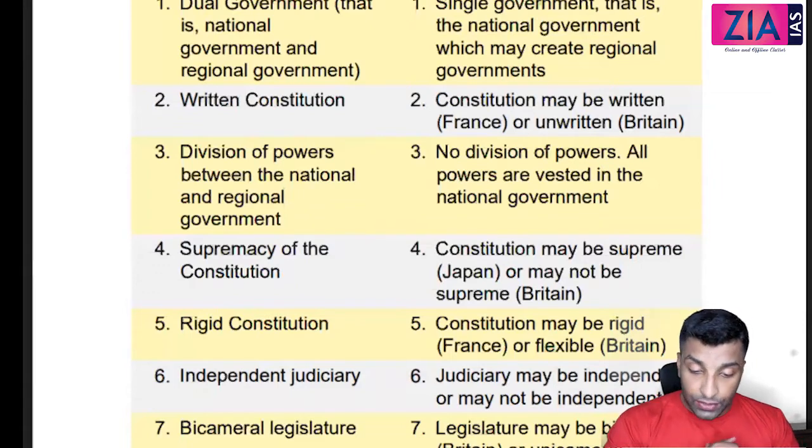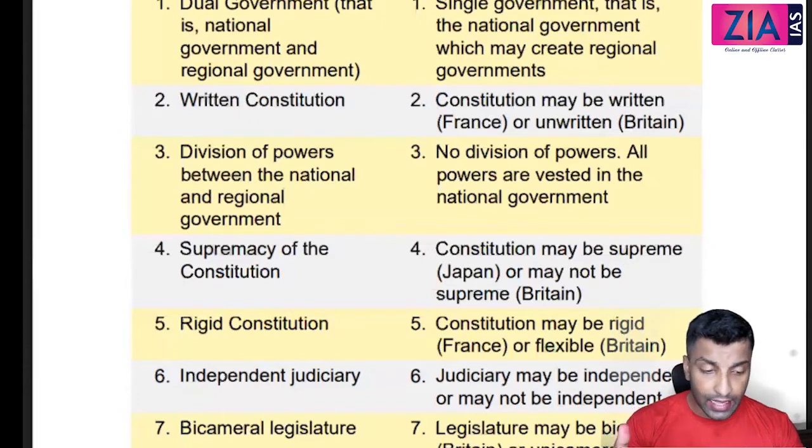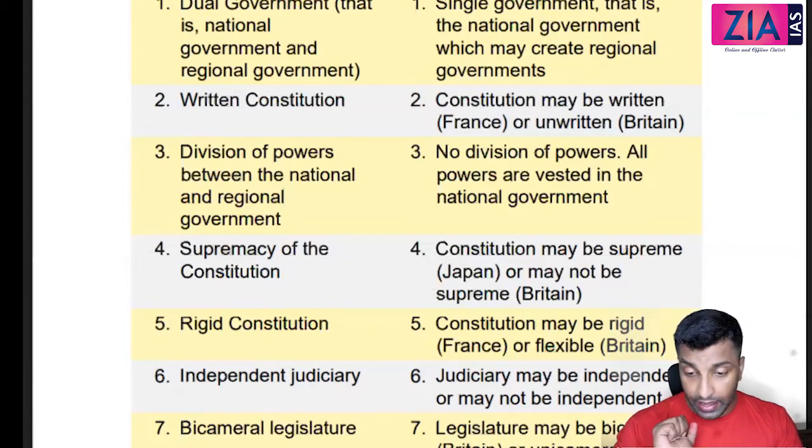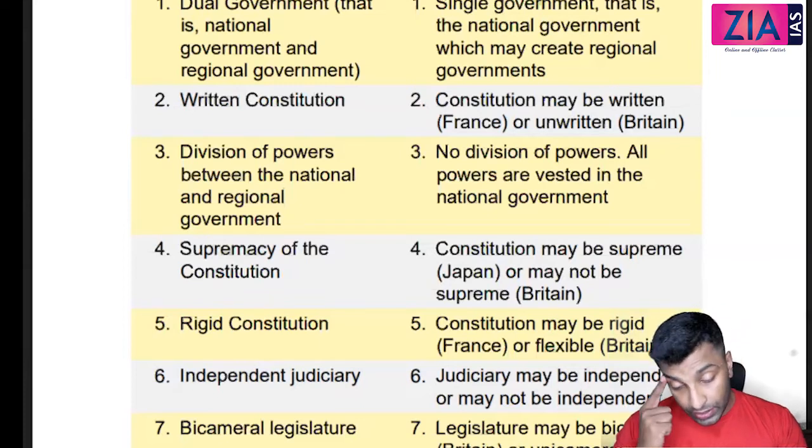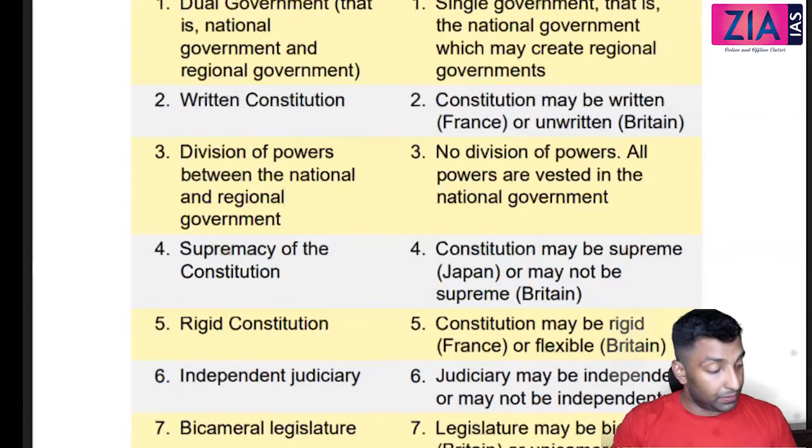Okay, now what about the next one? Independent judiciary. Yes, we have the independent judiciary, and this independent judiciary will look into the power distribution between the center and the state, and also what? They will take care of the dispute between the center and state. So independent judiciary, that also you can see. What about supremacy of the constitution? Now what will you write here? Supremacy of the constitution.